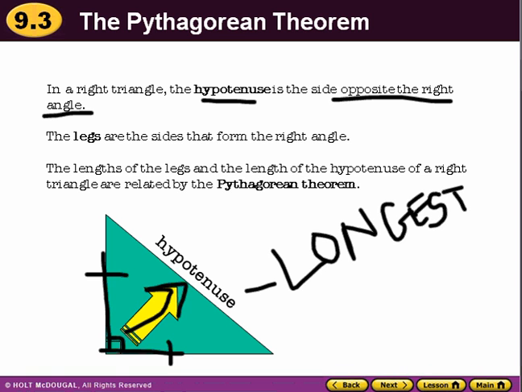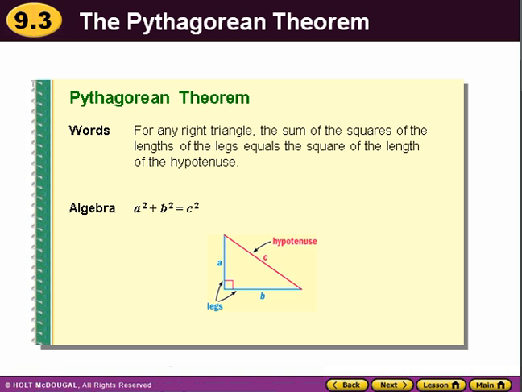They are related to each other. The legs are related to the hypotenuse through the Pythagorean theorem, and we're going to look at that very closely this chapter. Okay, the formal definition for Pythagorean: for any right triangle, the sum of the squares of the lengths of the legs equals the square of the length of the hypotenuse.